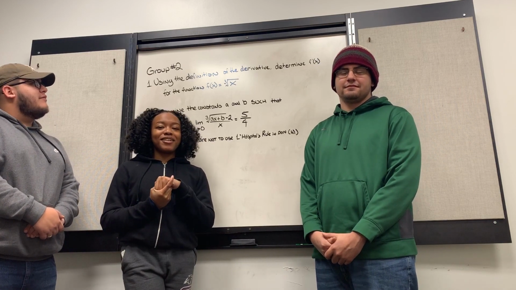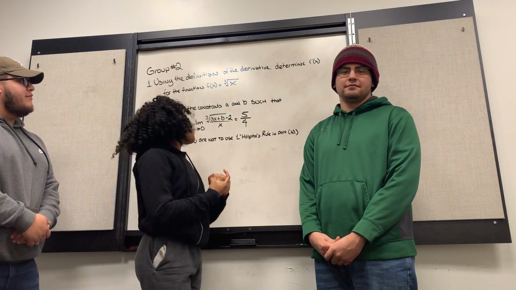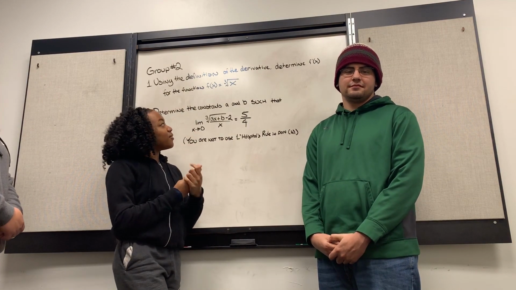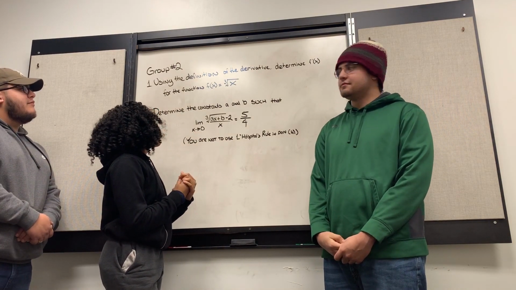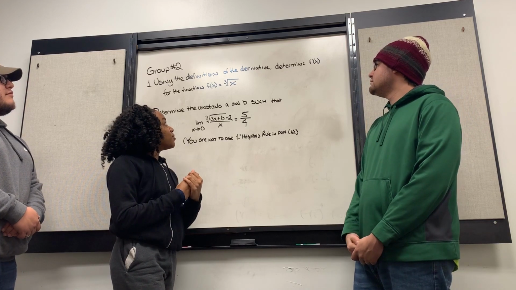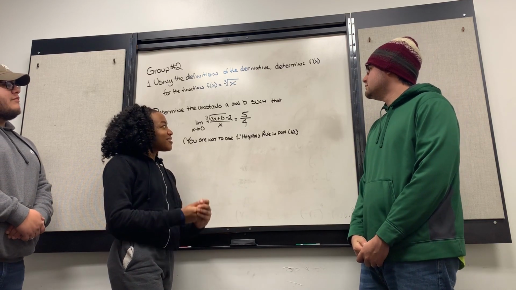The problem that we were given for Part A was, using the definition of the derivative, determine f prime of x for the function f of x equals the cube root of x.